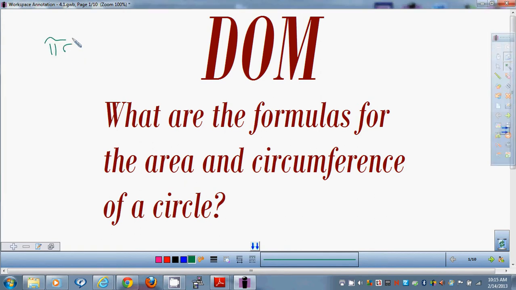Pi r squared for the area of a circle, and circumference is 2 pi r or pi times d, either will work. Very good. Those will be useful today.